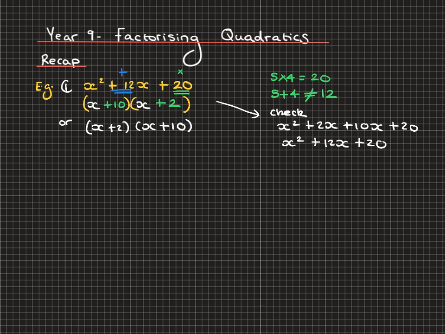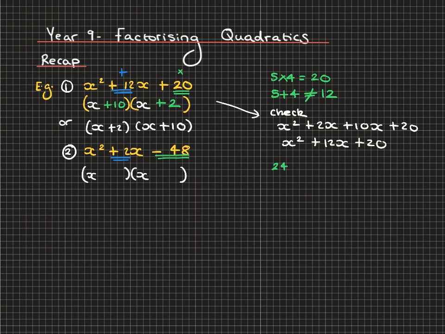Let's do one further example. We will have x squared plus 2x minus 48. So I need to think of a pair of numbers that multiply together to give me negative 48, but add together to give me positive 2. Well, what pair of numbers could I have? Let's think about factors of 48.